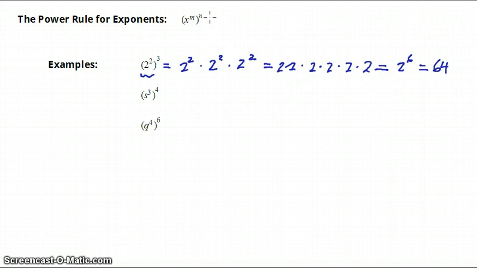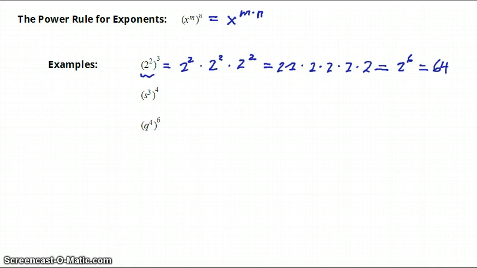So if I go back up and write a general rule for raising a power, x to the m to the n power, the base will stay the same. My base is x. I'm going to take those exponents and multiply them together. So I will have m times n as my new exponent.